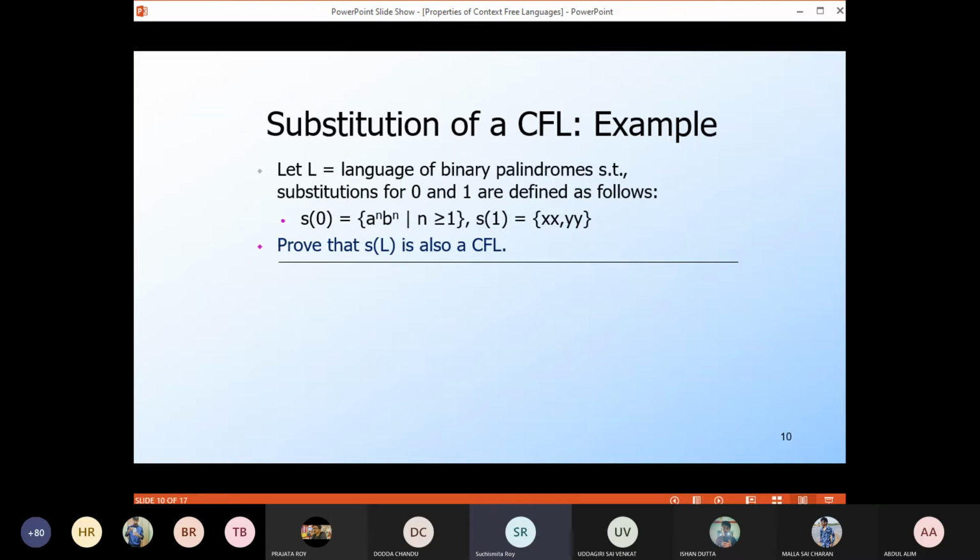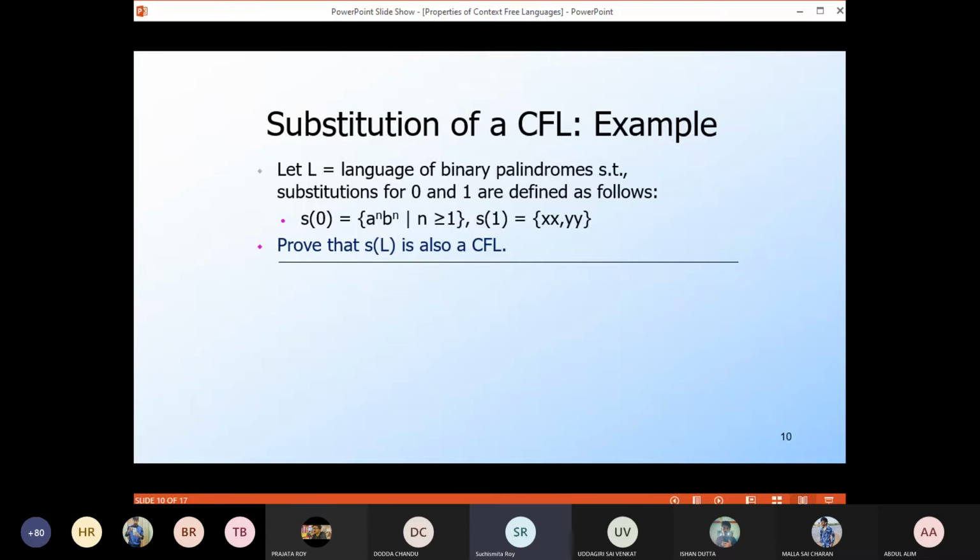So let's take an example of a substitution on a context-free language. Let's take the language of binary palindromes, where the input alphabet is 0, 1. I think you must have written the context-free grammar for it. Have you written the grammar for it? No, ma'am. Then you should do it immediately.